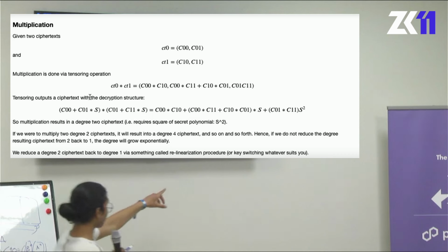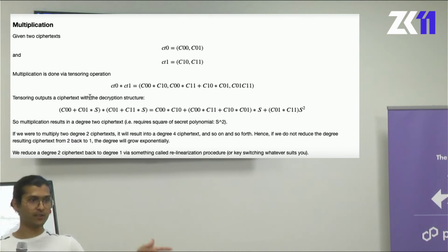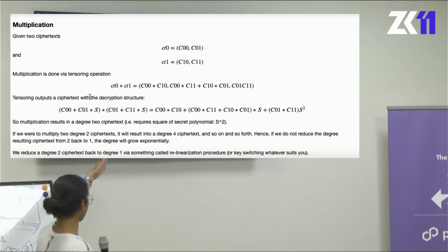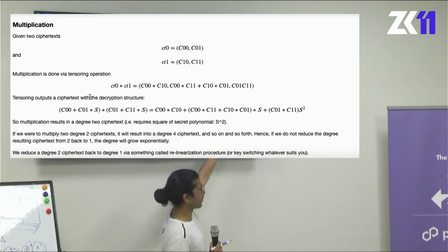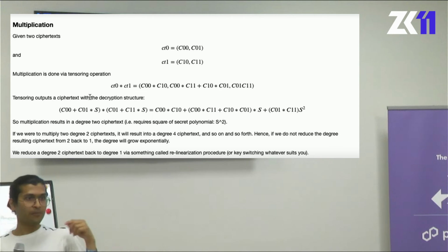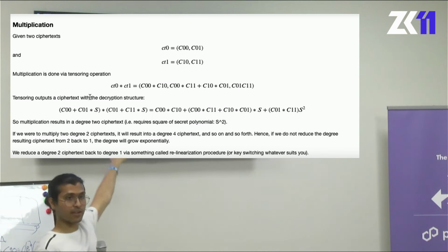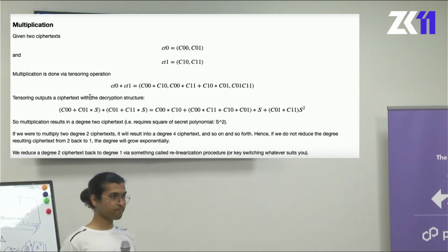You can think of this S squared as a different key, and we switch from S squared to S. And we are able to reduce a ciphertext under S squared to S. And the key thing to note here is that it is an expensive operation, which is why multiplications are more expensive than additions. Okay?